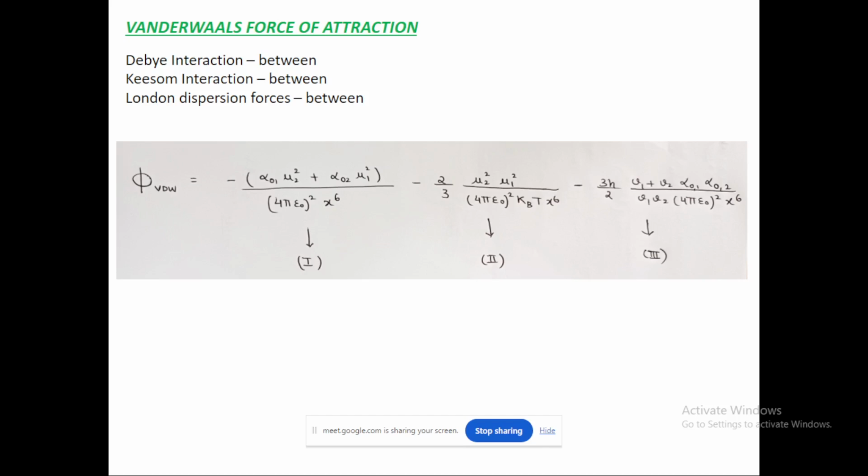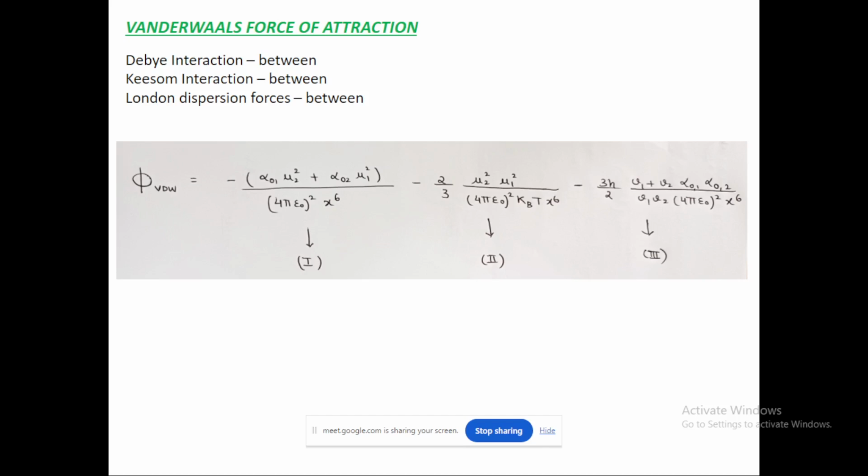So these van der Waals forces of attraction basically consist of three components. One is the Debye interaction, another one is the Keesom interaction, and then the third one is the London dispersion force, or you can also call it London dispersion interactions. These interactions exist between two molecules or two colloidal particles, but it is not like they exist between every molecule that is present in a particular system. So they have some specifications.